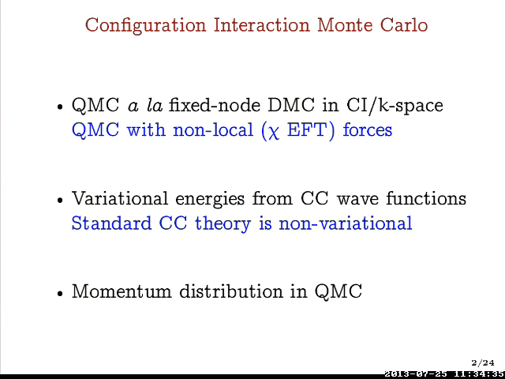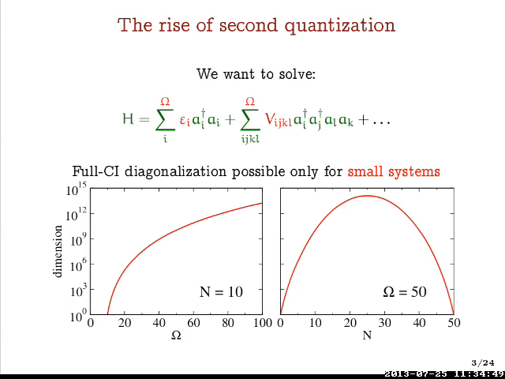And finally, there's an additional benefit. We can get the momentum distribution in this method. The momentum operator is diagonal, and we'll do it in momentum space. It's diagonal, so it's much easier to calculate momentum distributions. So that's the first part. Okay, so this is the layout.